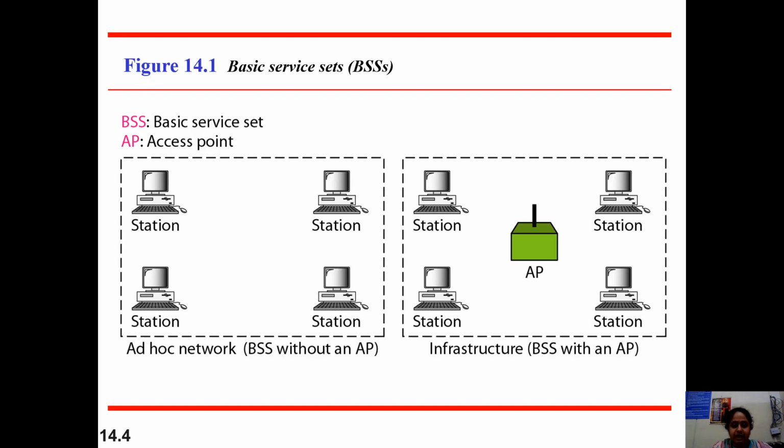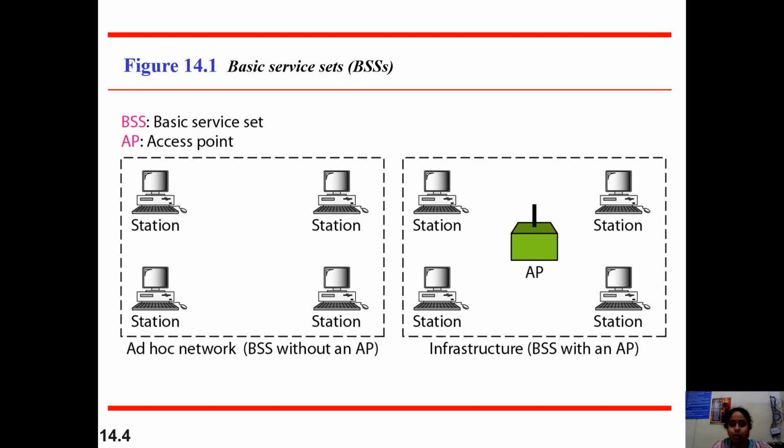In the left side diagram, there is no central controller, and the stations form the network amongst themselves spontaneously. So for formation of the network, a central controller is not required or used, and such networks are known as ad hoc networks. The other way round, when we have a central controller and the communication between the stations is carried out through that central controller, then we call it an infrastructure network, or a network in infrastructure mode.